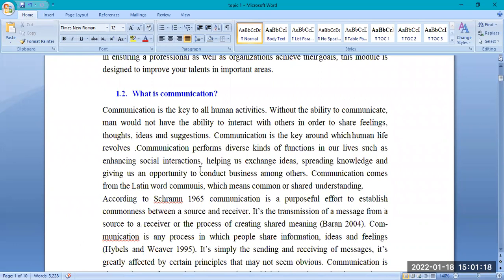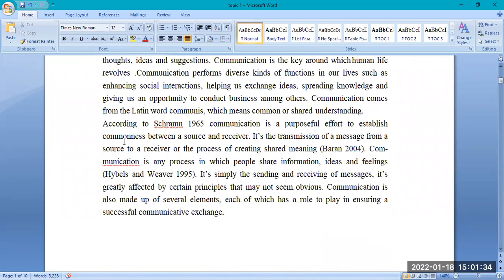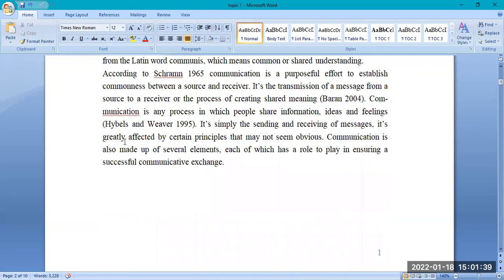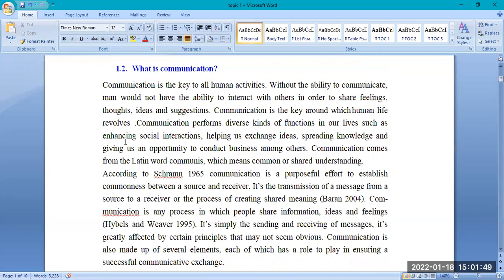So in short, I can say that communication, the shortest definition ever, is the process of creating a common meaning. When you talk about a common meaning, you're saying this: when I tell you next week our class will start at 2:30, and then you come here at 1:30, there was no common understanding.